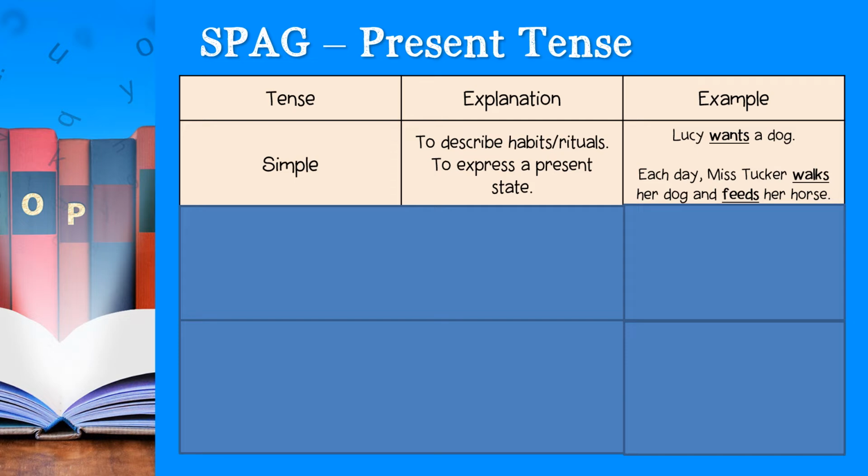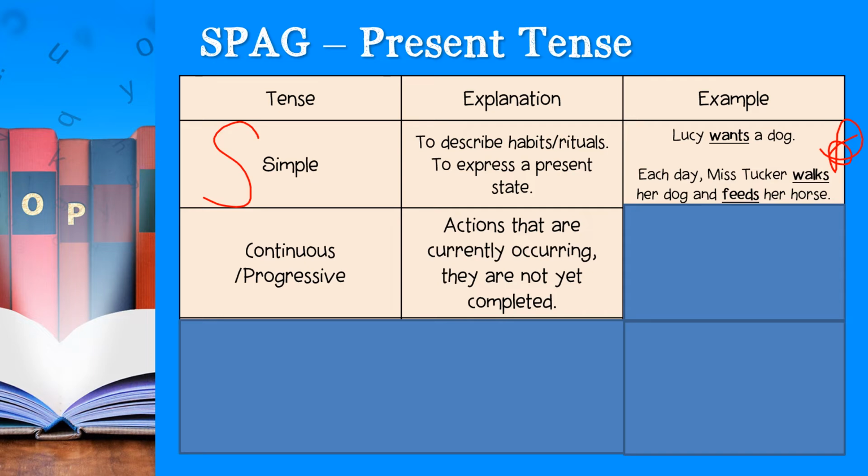The second example is describing a habit or a ritual. So each day, Miss Tucker walks her dog and feeds her horse. Now, a really easy way to remember the simple present tense is have a look at what is the suffix on these words that are highlighted in bold. These are the simple present tense versions of those verbs. They have an S on the end, sometimes an ES, but it tends to be we add an S on the end or an ES for the simple present tense. That's a nice little rule to remember, because simple starts with S.